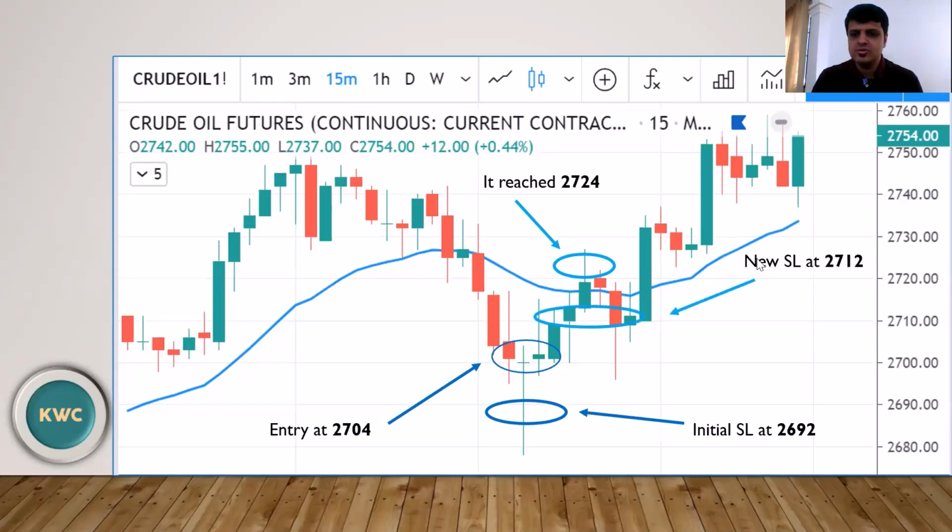So my new stop loss was 2,000. No, I increased it by 22, so my new stop loss was 2,712. So it's somewhere here in this region. And then I went off, and when I came back, the market had gone down to 2,700 on this candle, and it hit my stop loss. So what happened? I entered at 2,704, and when I came back, the market was around 2,700.